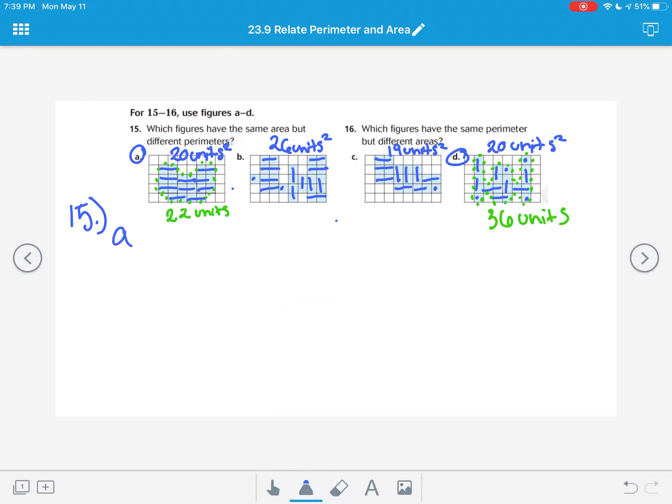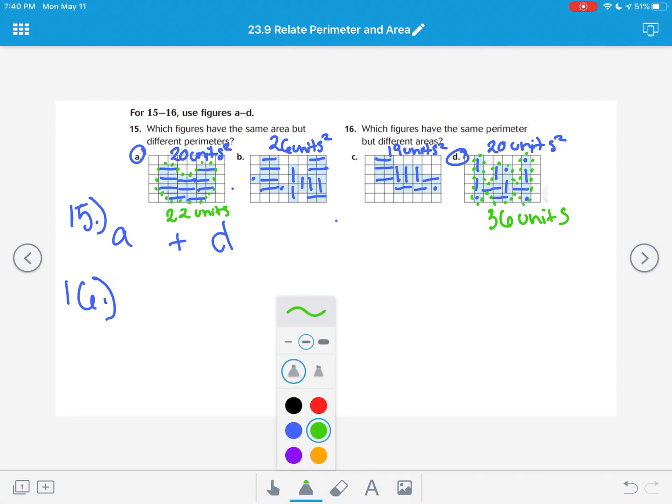So my correct answers for number 15 are A and D. Have the same area but different perimeters. Let's take a look at number 16. Number 16 asks which figures have the same perimeter but different areas. So I assume that's going to be B because they have different areas.